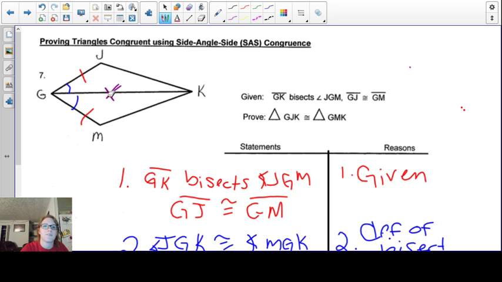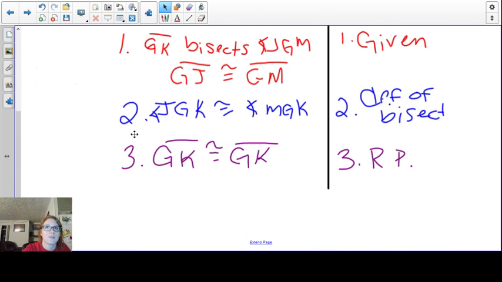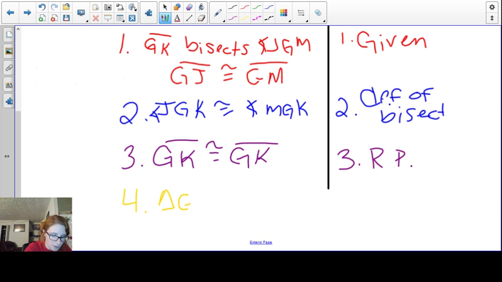So do I have enough now to say whether I have side, angle, side? You're darn tootin' I do. So number 4, triangle GJK is congruent to triangle GMK based on side, angle, side.